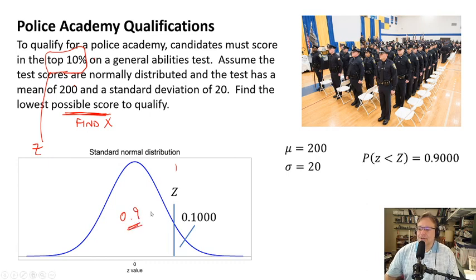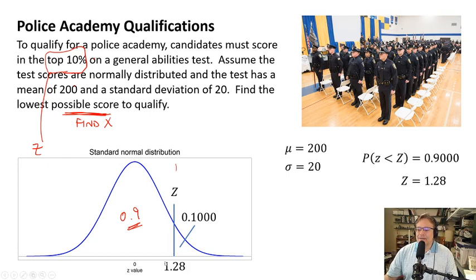So we're looking for a z value that gives us an area under the curve to the left of it of 0.9. And we can find that on our table. What we get is z is equal to 1.28. All right, so we know that this here on the standard normal distribution is 1.28. But how do we translate that to a score on the test? How do we find x from this?